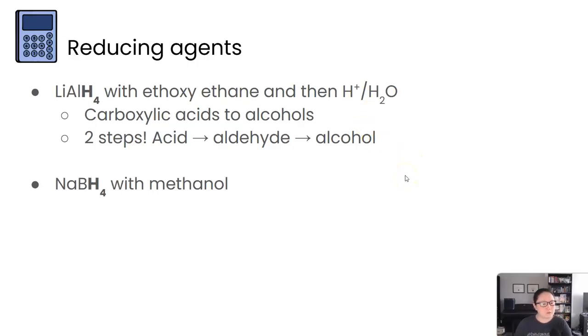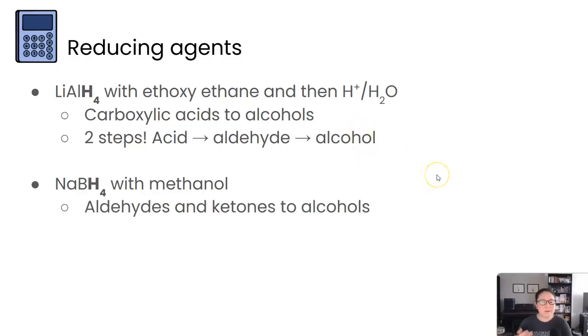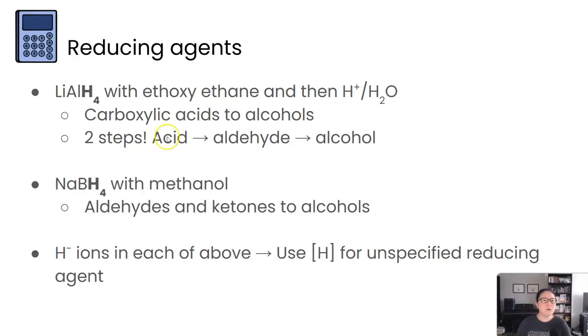Another one that you can use is NaBH4 with methanol, and this one will be able to take aldehydes and ketones to alcohols. The important bit of each of these reducing agents is the fact that you have these hydride ions. So these are all H- ions, and this is what is going to cause the reduction to happen. And so because of this, when you're using an unspecified reducing agent, it is written as an H in square brackets.